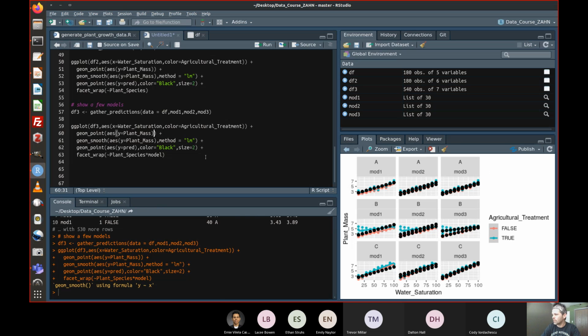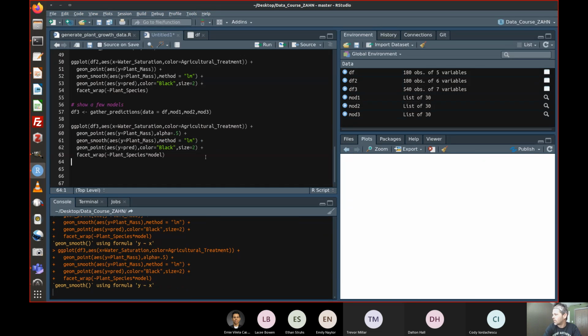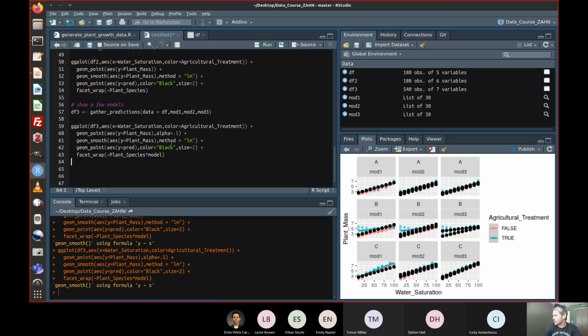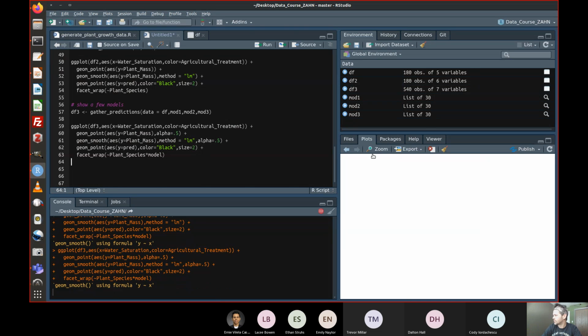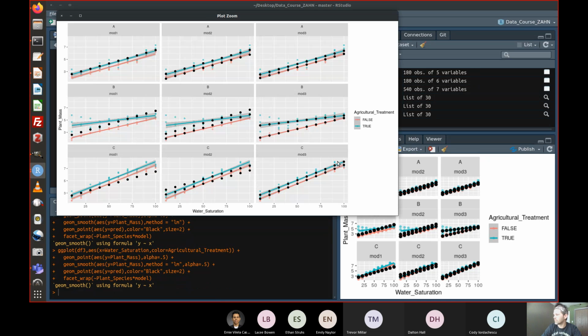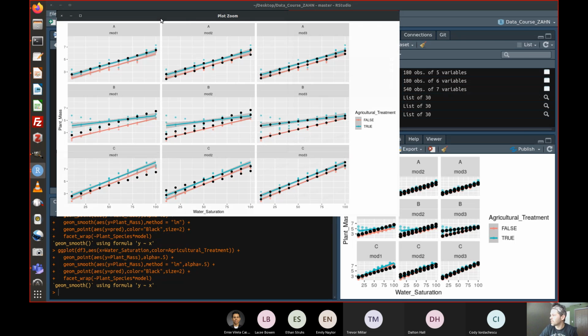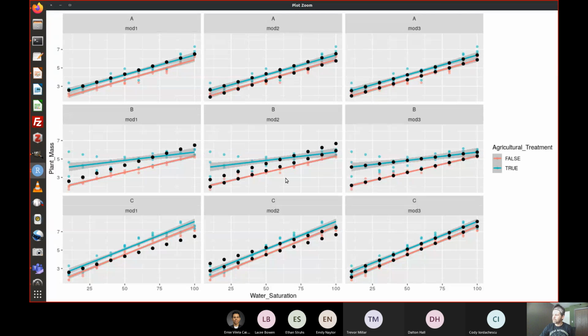So let me maybe alpha equal 0.5, make that a little deeper into the background. Kind of obscure the junk in the background. Yeah, I don't know if that helped or not. Okay. What was I trying to say? I don't even remember now.